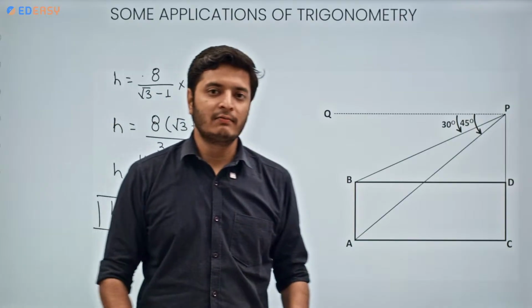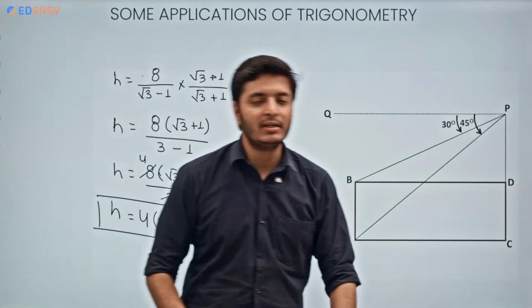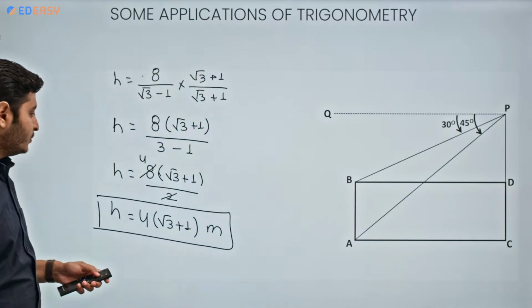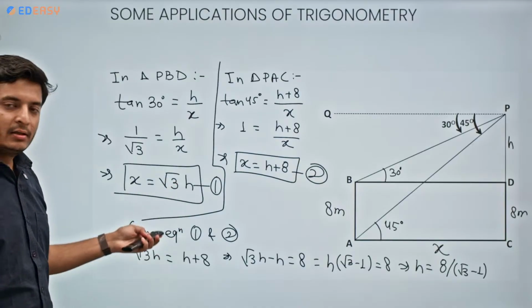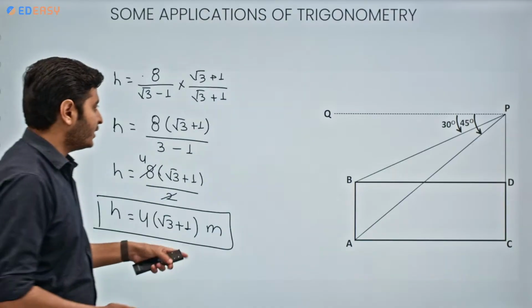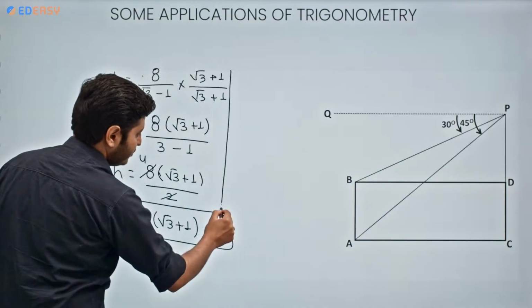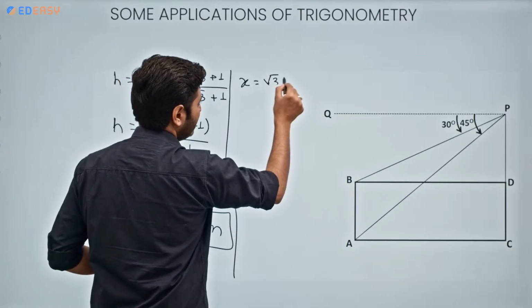But is our work done? No, because we need to find the distance between the two buildings. We need to find this also. So one relationship we know, that X is equal to root 3 into H, correct? We know the value of H, so we can directly use this. So, okay, this I'm going to use. X is root 3 into H.